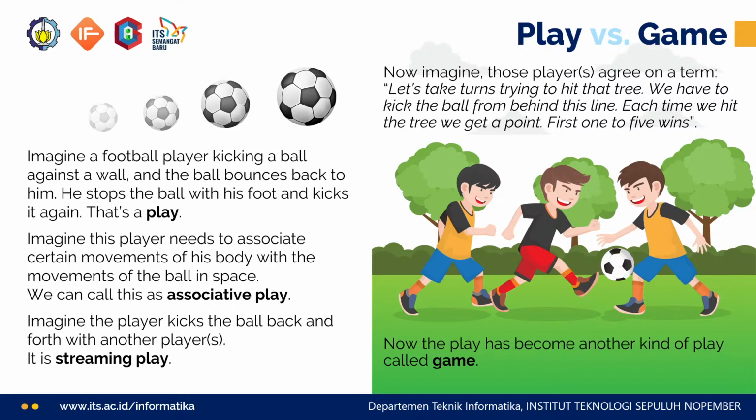And now let's try to see whether such a kind of play is categorized as a game. So please read the sentence on the right side. Now imagine those players agree on terms. The terms are: let's take turns trying to hit that tree. We have to kick the ball from behind this line. Each time we hit the tree, we get a point. And the first one who gets 5 points is the one who wins the game.